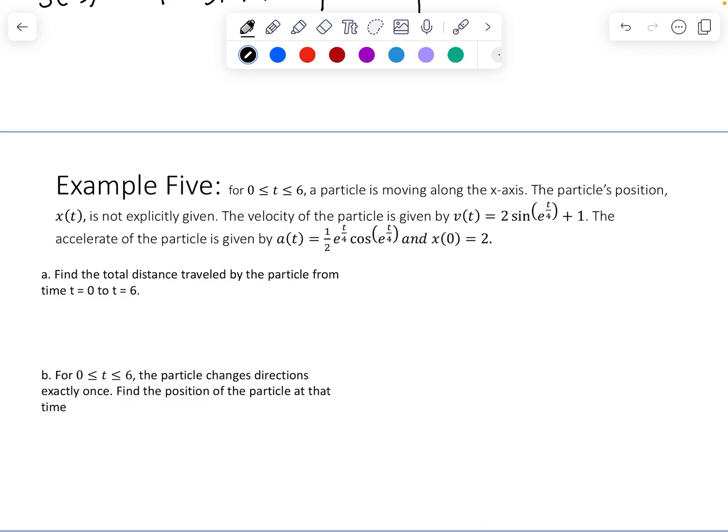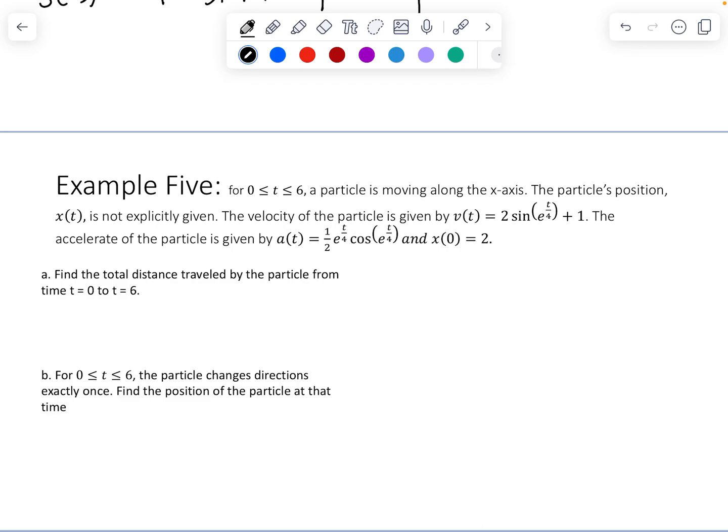The velocity of the particle is given by v of t equals 2 sine e to the t divided by 4 plus 1. The acceleration of the particle is given by a of t equals that whole long thing. We're actually not going to use the acceleration function at all. This is from an FRQ, and I didn't take every single part of it, but we can do everything else.